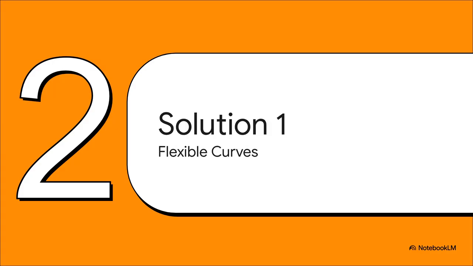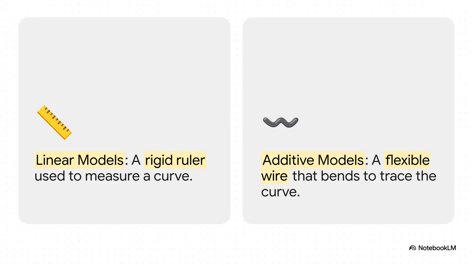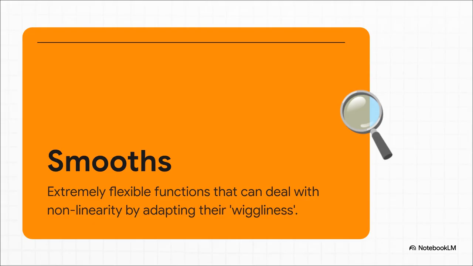So if a rigid, straight line doesn't work, what does? Well, we need a tool that's way more flexible, something that can actually bend and adapt to the data's true shape. And this is where we see this major shift in thinking. We're moving away from a linear model, which is like trying to measure a curve with a rigid ruler, and we're moving towards an additive model, which is much more like using a flexible wire that you can bend to trace the curve perfectly.